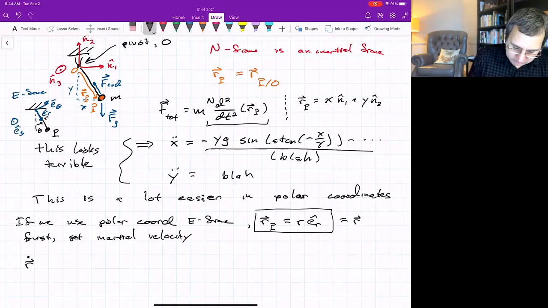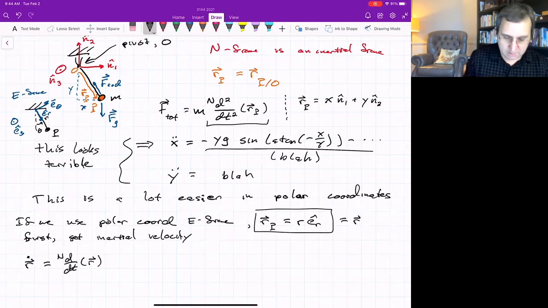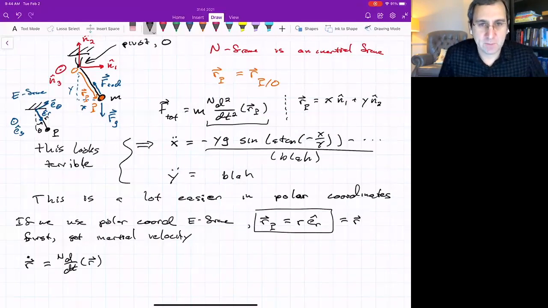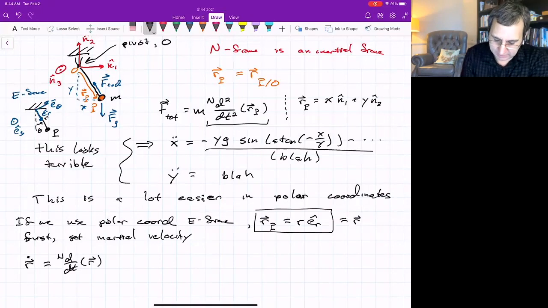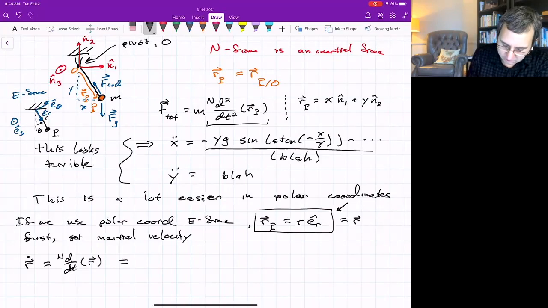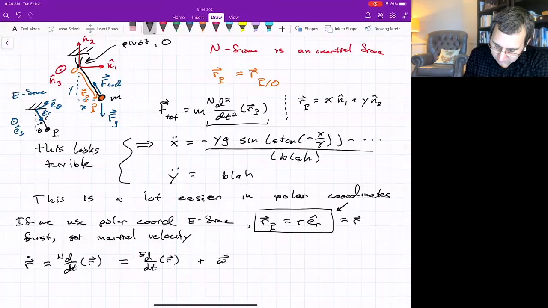which the book sometimes just abbreviates as R dot. And this is technically the time derivative with respect to the N frame of R. But we're using this polar coordinate frame to try to simplify our lives. So now we can apply the transport theorem from up above. We'd say, okay, this equals, we call this the E frame, so that's why I'm using the time derivative with respect to E of R, plus the angular velocity of the E frame with respect to the N frame cross R.